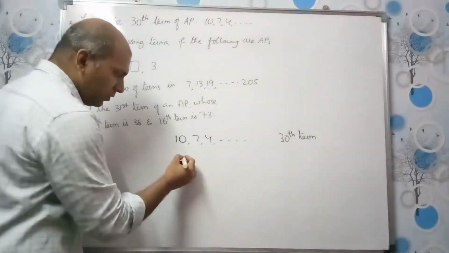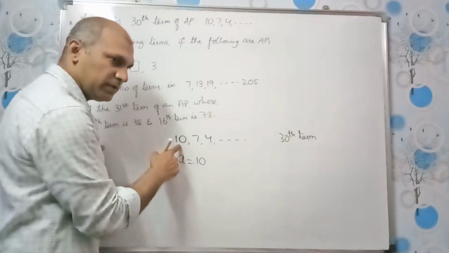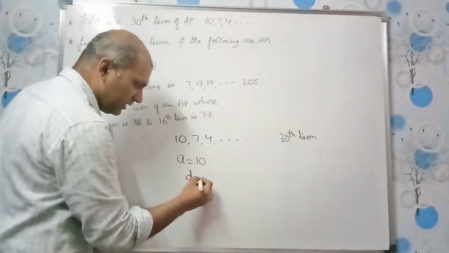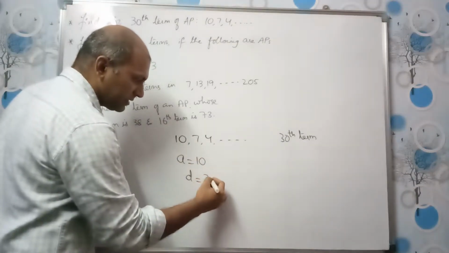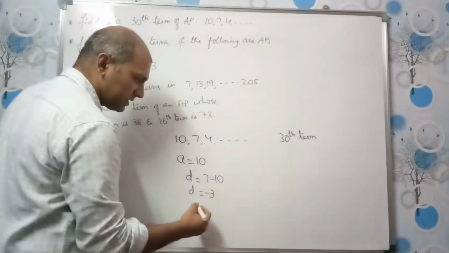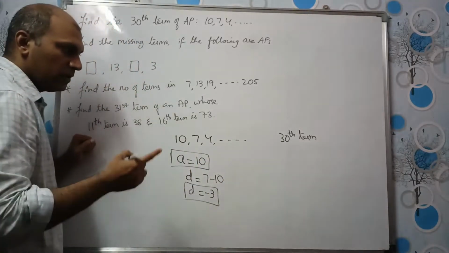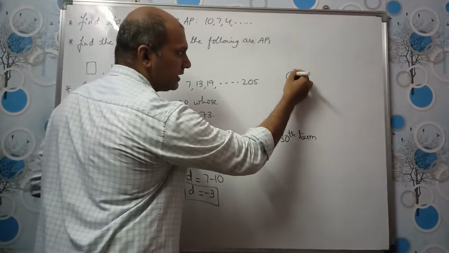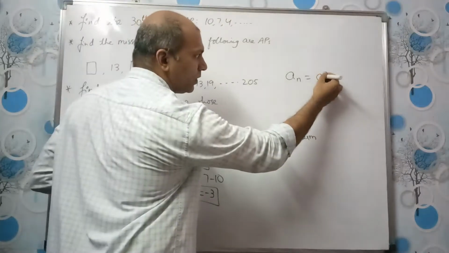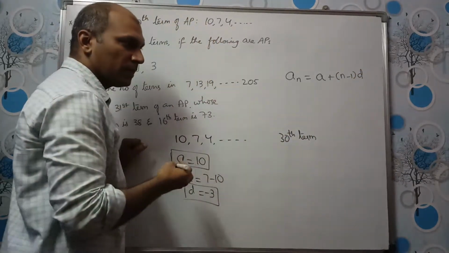Okay. Now here what is given to us? A is 10, first term, right? Common difference D, 7 minus 10, second term minus first term. So D is how much? Minus 3. So we have A, we have D. What do we need? See, what is the nth term formula? An is equal to A plus n minus 1 multiplied by D.